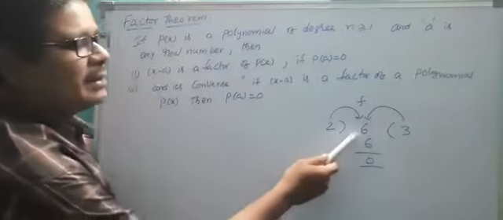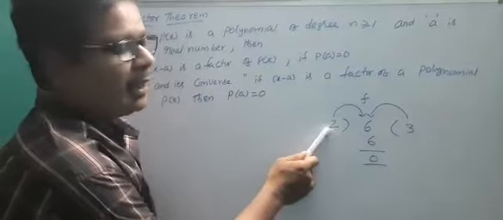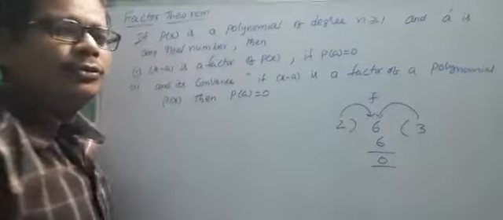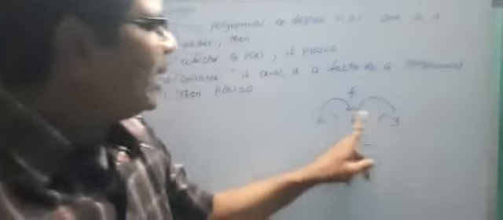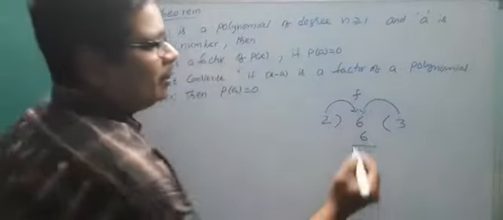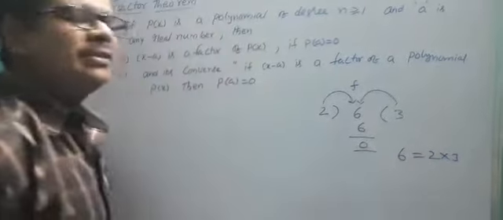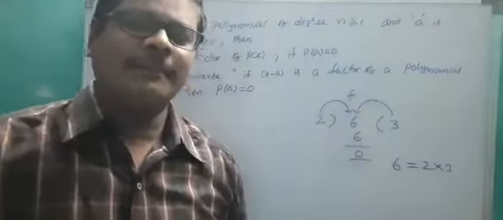That means 6 is exactly divisible by 2, because 2 threes are 6. Now the remainder is 0. So if you get 0 as the remainder, then the quotient and divisor both are factors of 6. Now this 6 can be expressed as 2 into 3. This is known as factorization. Already you know this concept from your 8th class.